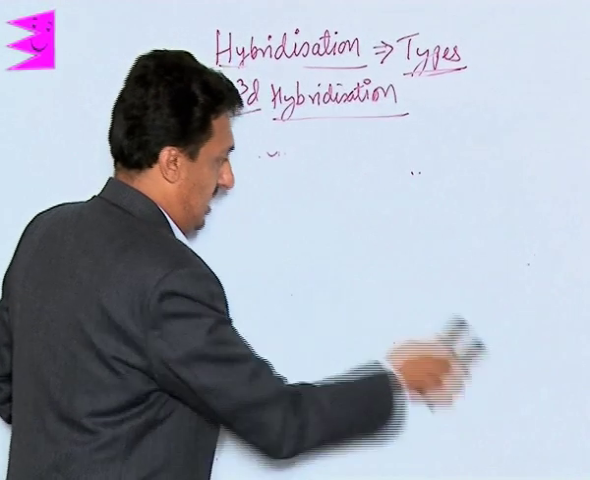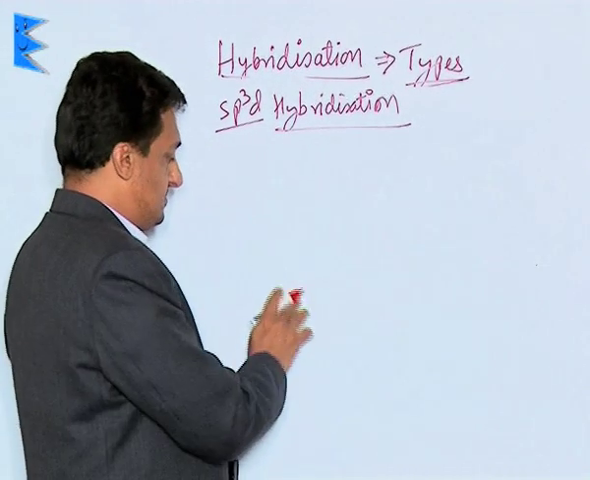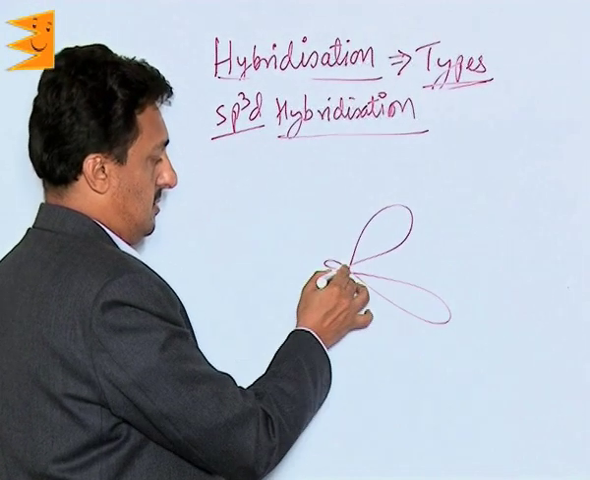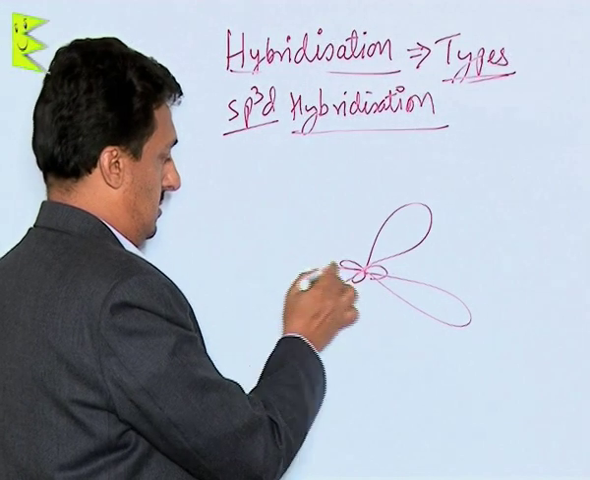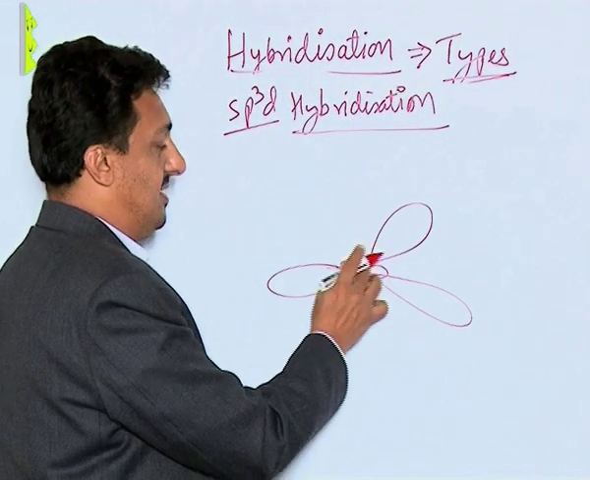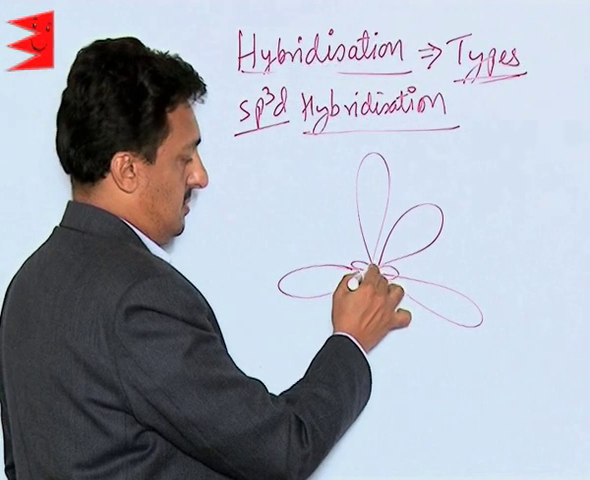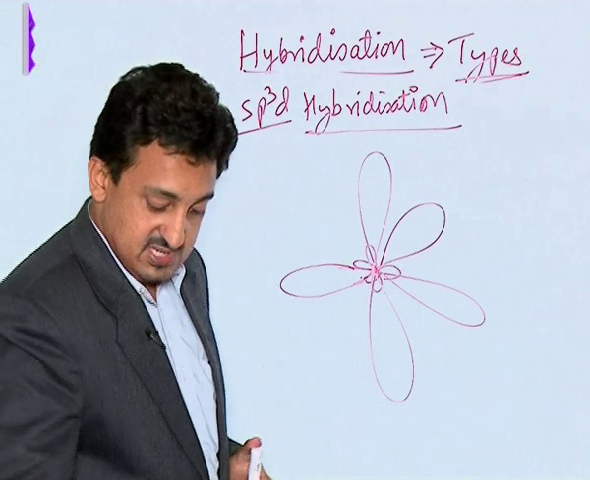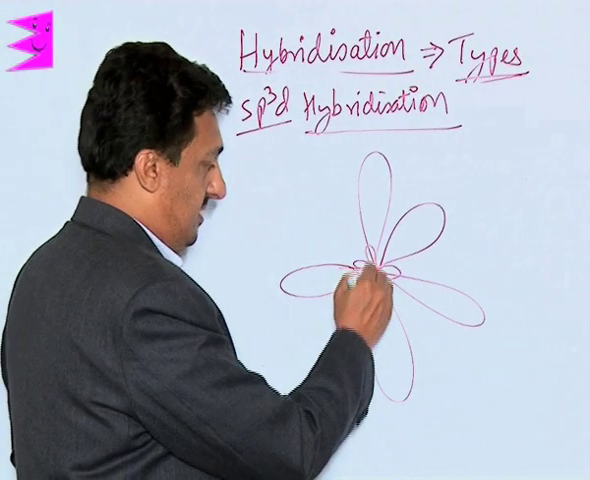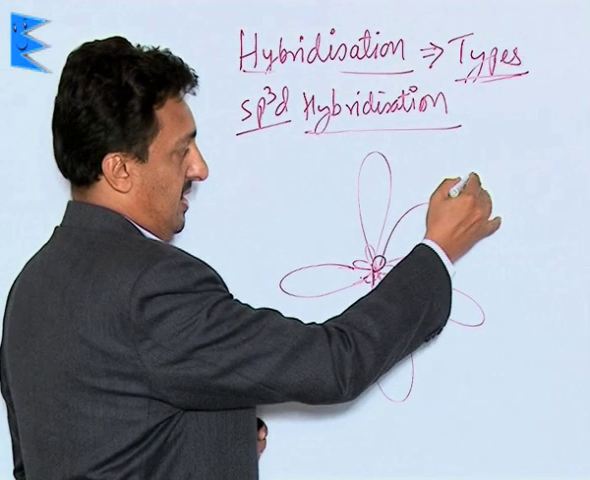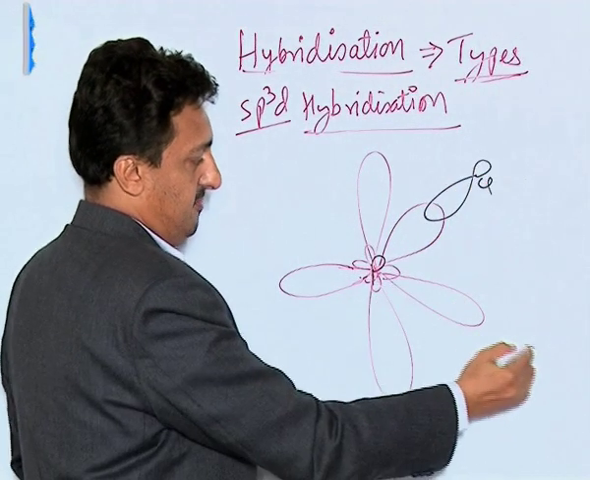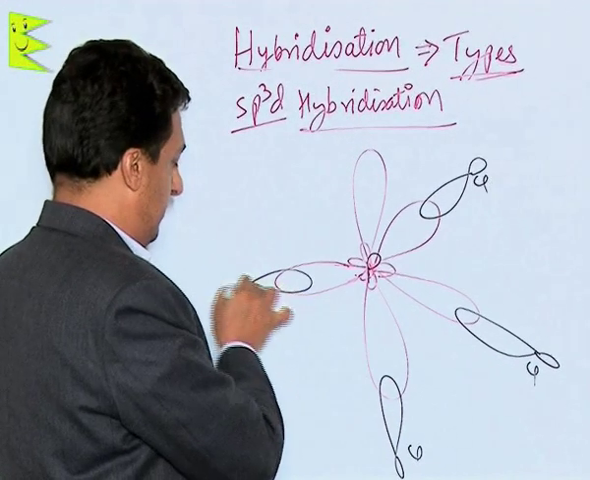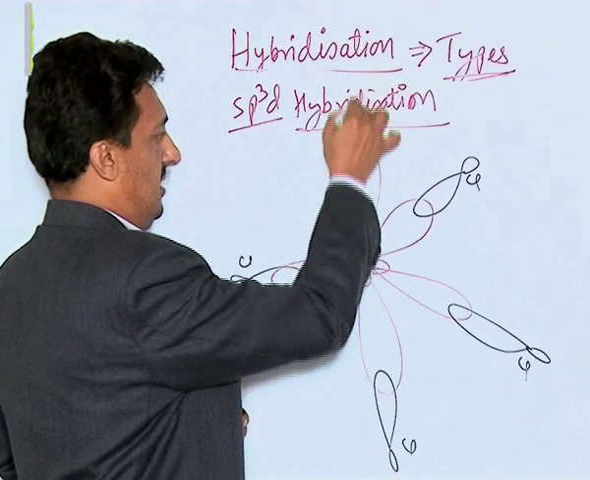Let us see what will be the shape of this type of molecular species. It will be almost like this. So this is the central phosphorus. From here 1 chlorine overlaps, from here 1 chlorine overlaps, from here 1 chlorine overlaps, from here another chlorine, and from here another chlorine.